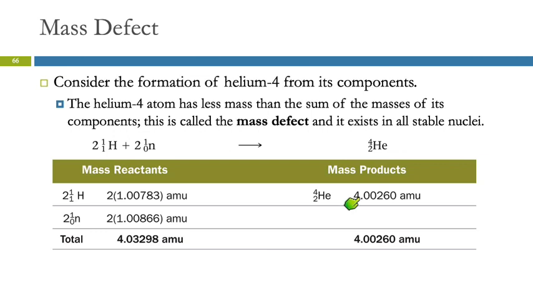But the actual mass of the helium-4 nucleus is 4.00260 atomic mass units. It's less. This is called the mass defect. All stable nuclei have a mass defect. Their actual mass is less than the sum of their parts.